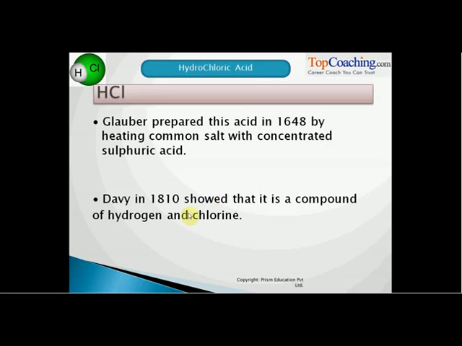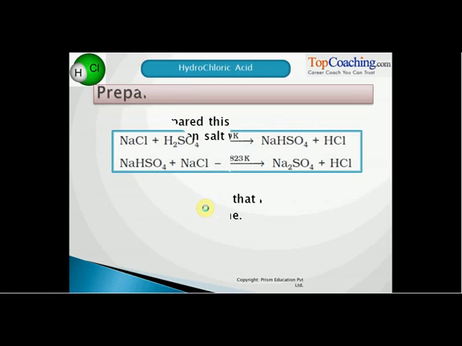About 150 years later, in 1810, Davy actually showed that the compound that Glauber got was nothing but a compound of hydrogen and chlorine, and is named hydrochloric acid.